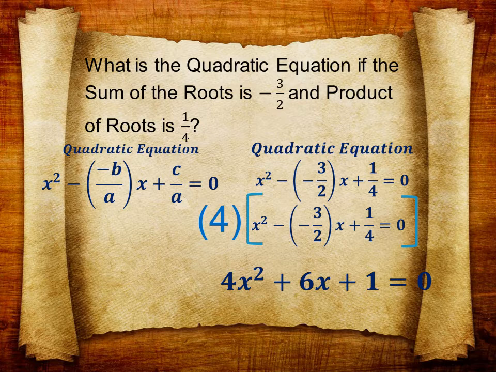Then copy x plus another, you will multiply your LCD 4 to the numerator 1 in 1/4. So 4 times 1 is 4, divided by 4. So it becomes 1 equals 0. So our quadratic equation is 4x squared plus 6x plus 1 equals 0.